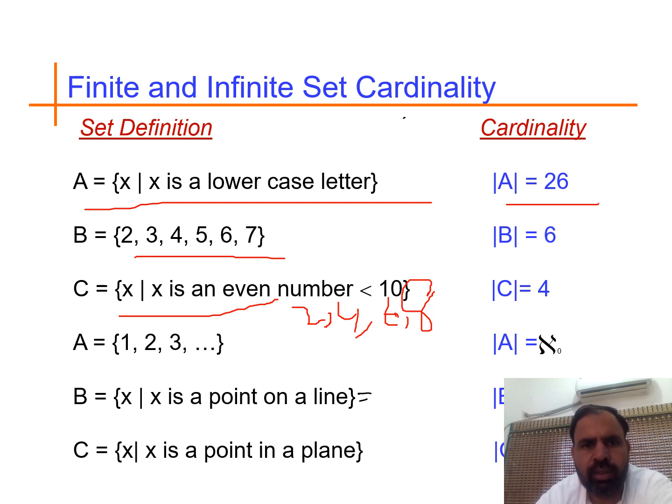A is the set of natural numbers, so the cardinality is infinite. X is a point on a line, so these are also infinite. X is a point in a plane, these are not countable, so the cardinality is undefined.